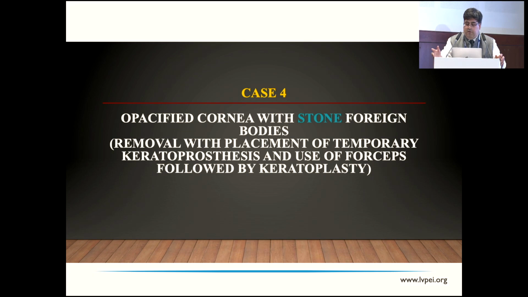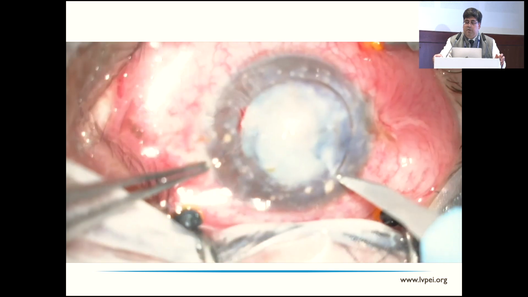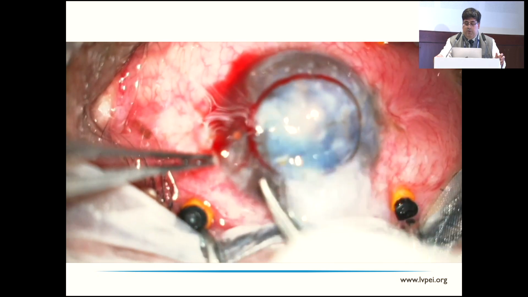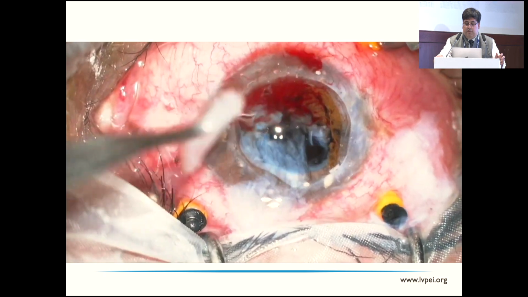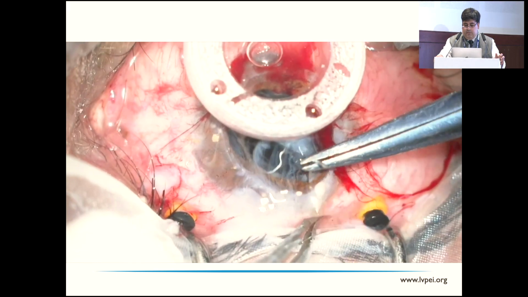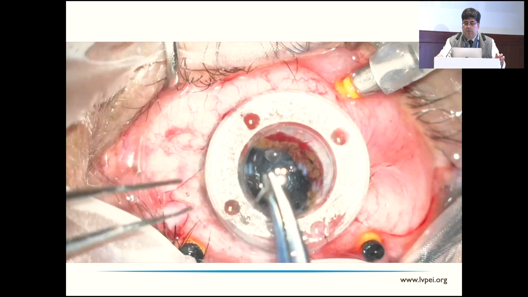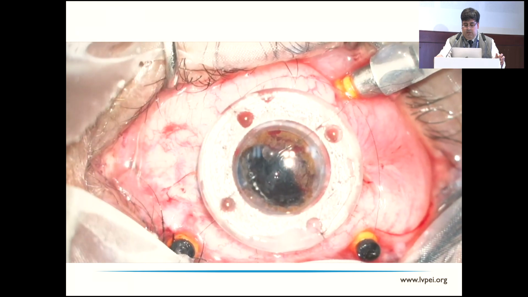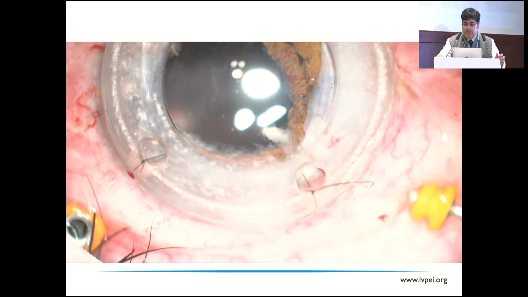What to do with a non-magnetic foreign body? Here is another video where the cornea was severely damaged because of a blast injury. He had multiple foreign bodies impacted on the cornea. Here we needed the help of our cornea surgeon, and a temporary keratoprosthesis was placed after removing the corneal button. The temporary keratoprosthesis was sutured. Subsequently, the vitrectomy was completed and the foreign body was removed. So this is the keratoprosthesis being secured in place. The AC is formed. The vitrectomy is completed.